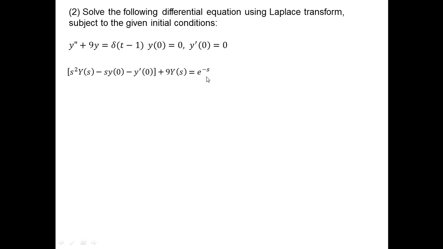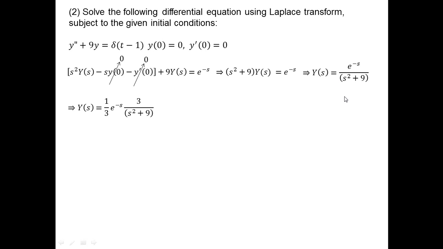E to the minus s is the Laplace transform of delta(t minus 1) according to, again, the Laplace transform table given in lecture. So by applying the initial conditions y(0) equal to 0 and y prime(0) equal to 0, I can find the final relation, (s squared plus 9) Y(s) equal to e to the minus s. So Y(s) is equal to e to the minus s over s squared plus 9.